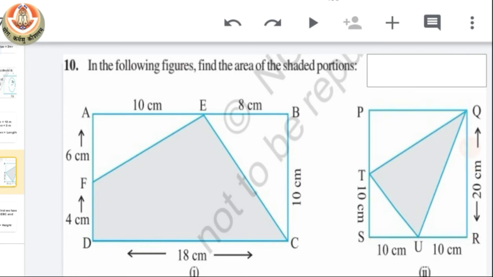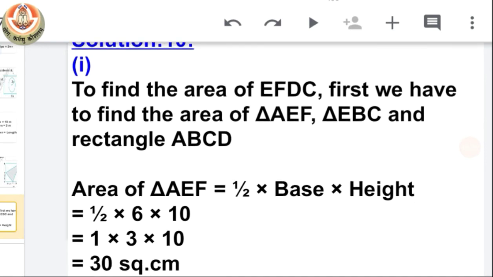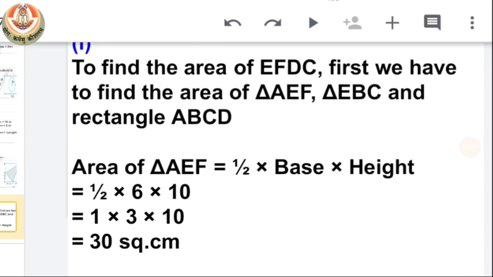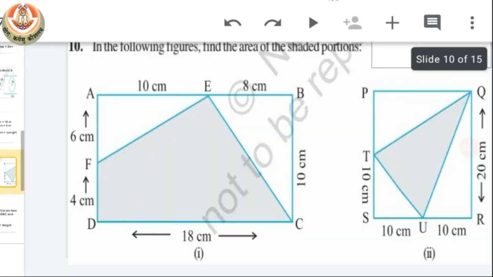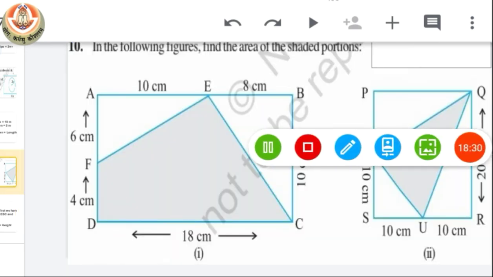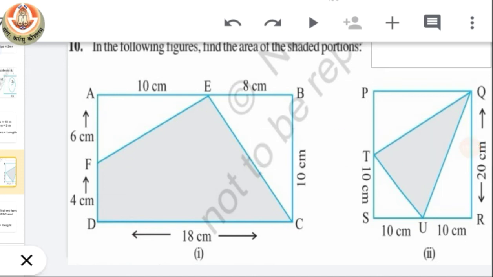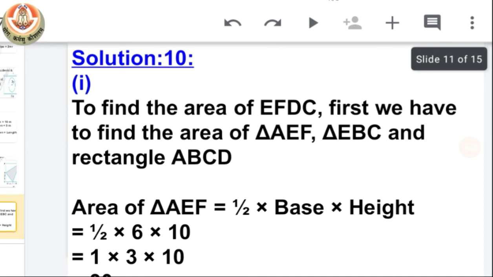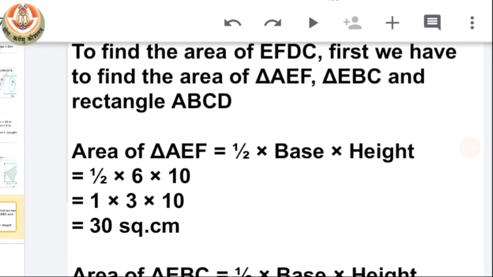So the second part you have to do yourself. Let's see the solution for the first part. To find the area of EFDC, you can see here EFDC is our shaded portion. So what we can do, first we have to find the area of both the triangles and the rectangle.